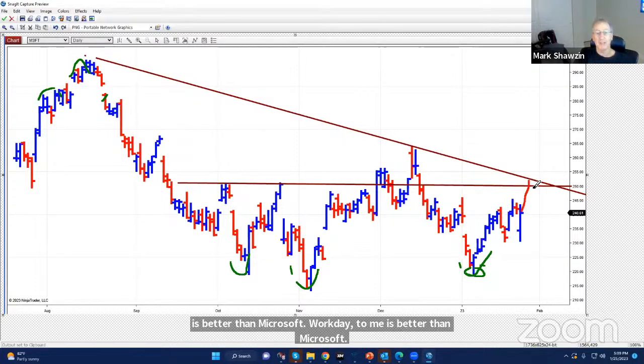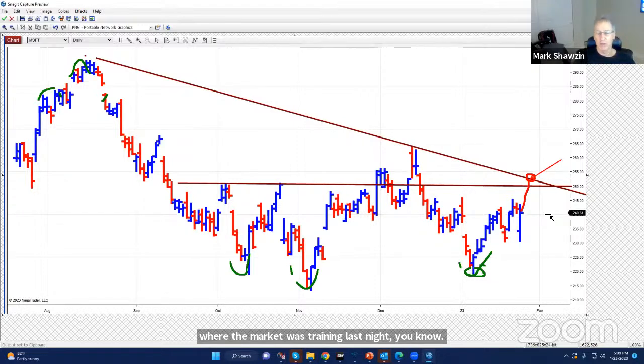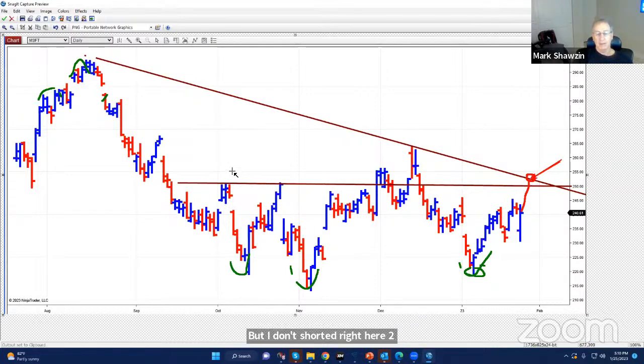Now, if Microsoft starts taking out this area, so this is where the market was trading last night. You're gambling if you're trading in the earnings hours, but I shorted right here, 252 in the aftermarket session. It didn't even show up on today's session. It just opened and went lower. I made $20 on that trade.